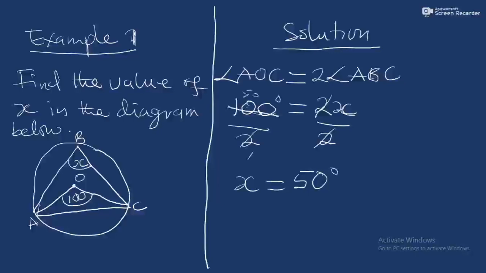So angle AOC equals 2 times angle ABC. Now when we substitute, we have 100 degrees equals 2x. So dividing both sides by 2, we have our x to be equal to what? 50 degrees. Good. So let's look at another example, but that one you are going to do it.